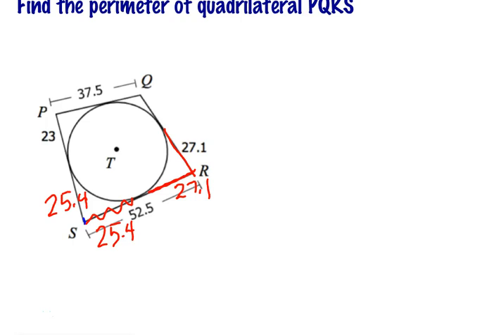25.4. If this is 23, what's this? 23. So what's this guy? 14.5. Look at that. Which makes that 14.5. And then you just add them all up. Grade works.